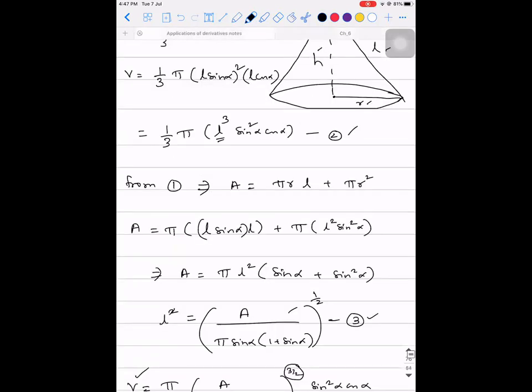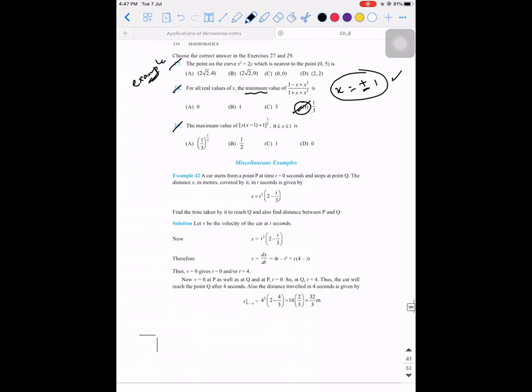Sir, I'm getting 1, sir. So what is the value? X is equal to plus or minus 1, no? Substitute and see. So you will get 1 by 3 or 1 plus 1 divided by 1 plus 1 plus 1. Yes, sir, I will get 1. I made a mistake, sir. Out of 1 and 1 by 3, the answer is 1 by 3 only.